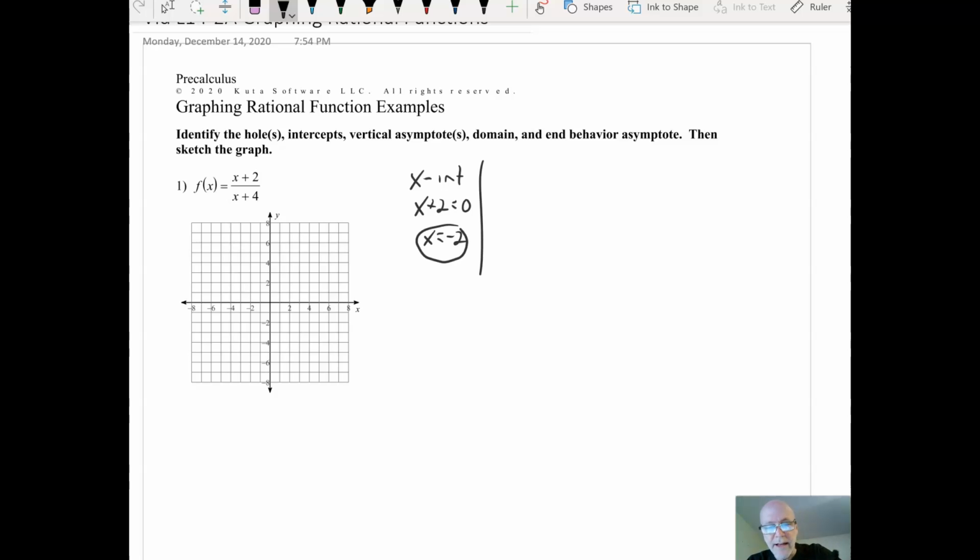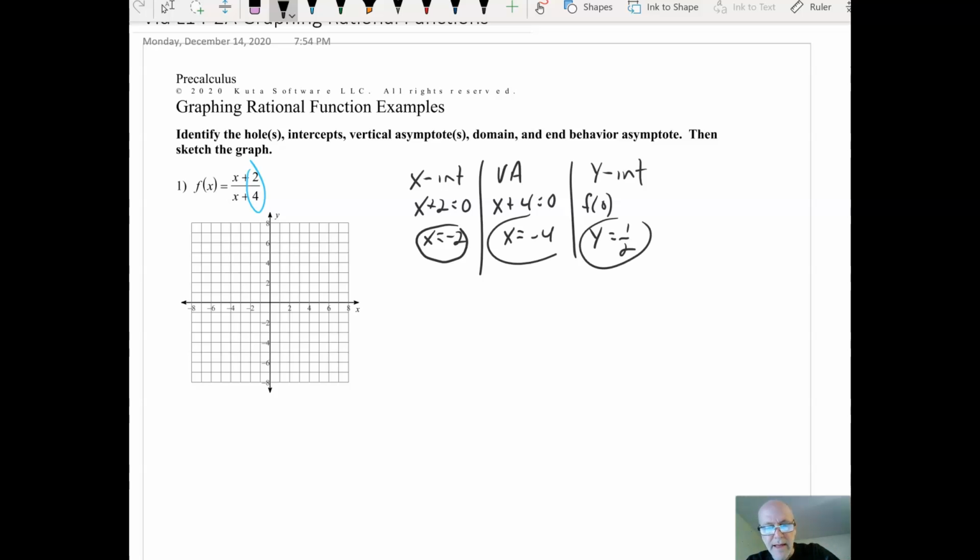Then we look at the vertical asymptotes, and that comes from the denominator where this thing is undefined. So that's going to be the 0 of the denominator, where x plus 4 equals 0, or x equals -4. Then we look at the y-intercept, and the y-intercept is f of 0. And for f of 0, I usually just look over here. 2 over 4, that's 1/2. So the y-intercept is going to be y equals 1/2.